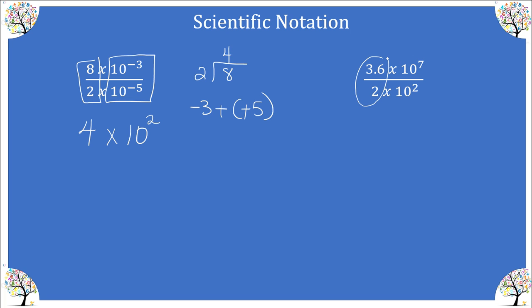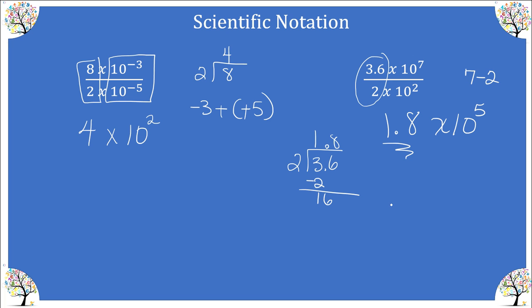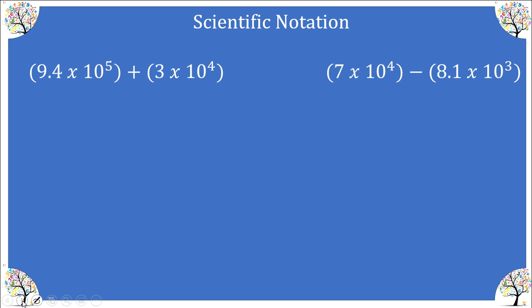On our next example, we're going to divide 2 into 3.6. So we put the top inside the box. Whoops, let me erase that. So we're going to divide 2 into 3. That goes 1. 1 times 2 is 2. Subtract, bring down the 6, and 2 into 16 is 8. So we have 1.8 times 10, and it is 7 minus 2, which is 5. Our coefficient is good, so we are finished.